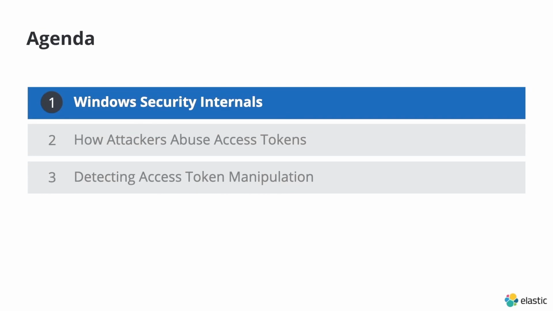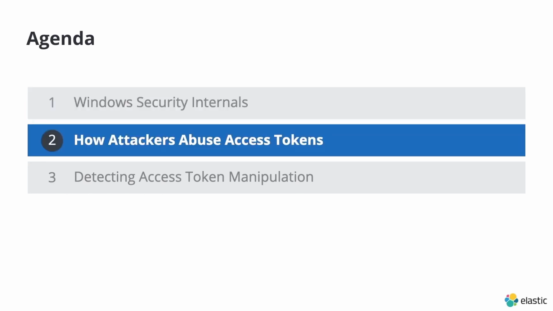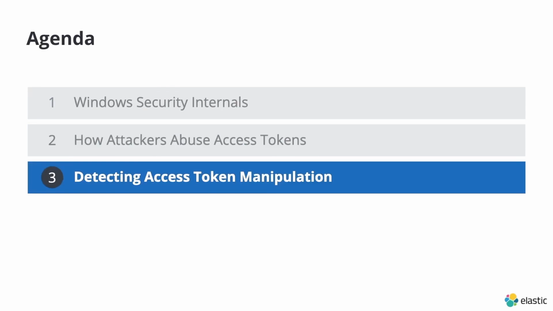My agenda today is threefold. Firstly, I'm just going to cover some Windows security internals. This is going to focus on logon sessions and access tokens, and then a brief recap of network authentication. The second part is going to cover three techniques about how attackers can abuse access tokens. This is going to focus on the net-only flag, pass the ticket attacks, and overpass the hash. And then the last part is going to be how we can start to detect these types of attacks.